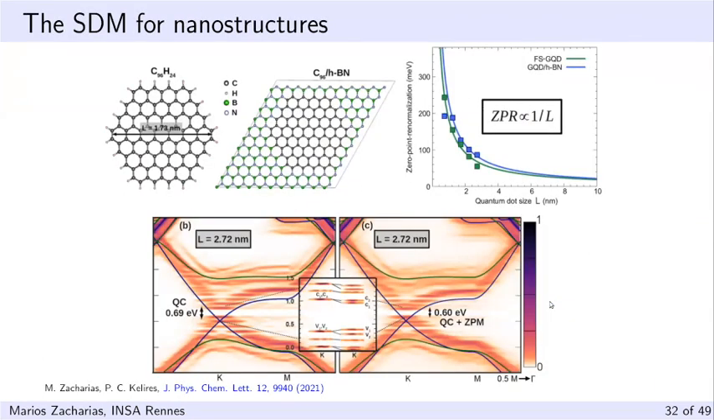In addition, as I said before, the A-SDM can be applied for nanostructures, and here we did it for graphene quantum dots, and we obtained a very nice relationship about the zero-point renormalization as a function of the quantum dot size. And here also using band structure unfolding, we were able to generate the temperature-dependent band structure of a graphene quantum dot.